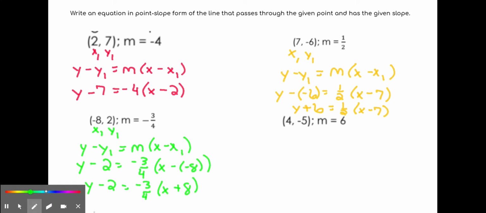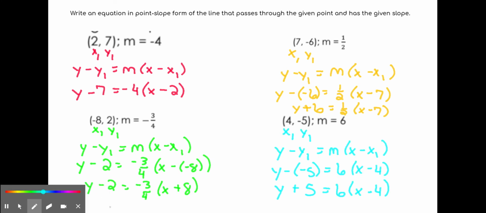Do it one more time. I have the point 4, -5, and the slope is 6. Write the equation of this line in point slope form. Check your answer. Y plus 5 equals 6 times the quantity x minus 4. It looks weird. We actually sort of leave it unsimplified. The only thing we ever have to take care of is if we subtract a negative, we have to make it a positive.